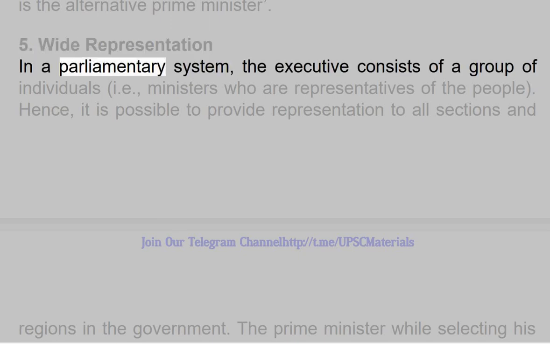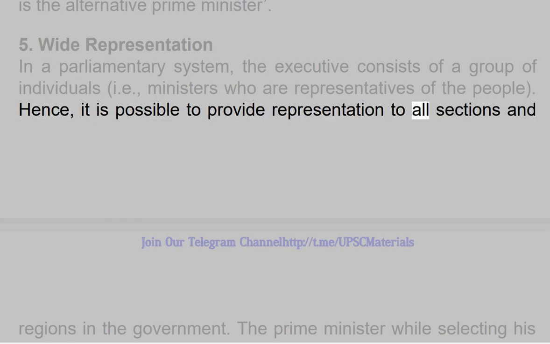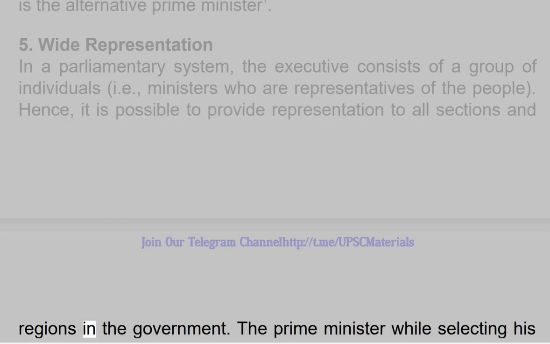5. Wide representation. In a parliamentary system, the executive consists of a group of individuals, i.e., ministers, who are representatives of the people. Hence, it is possible to provide representation to all sections and regions in the government. The prime minister, while selecting his ministers, can take this factor into consideration.